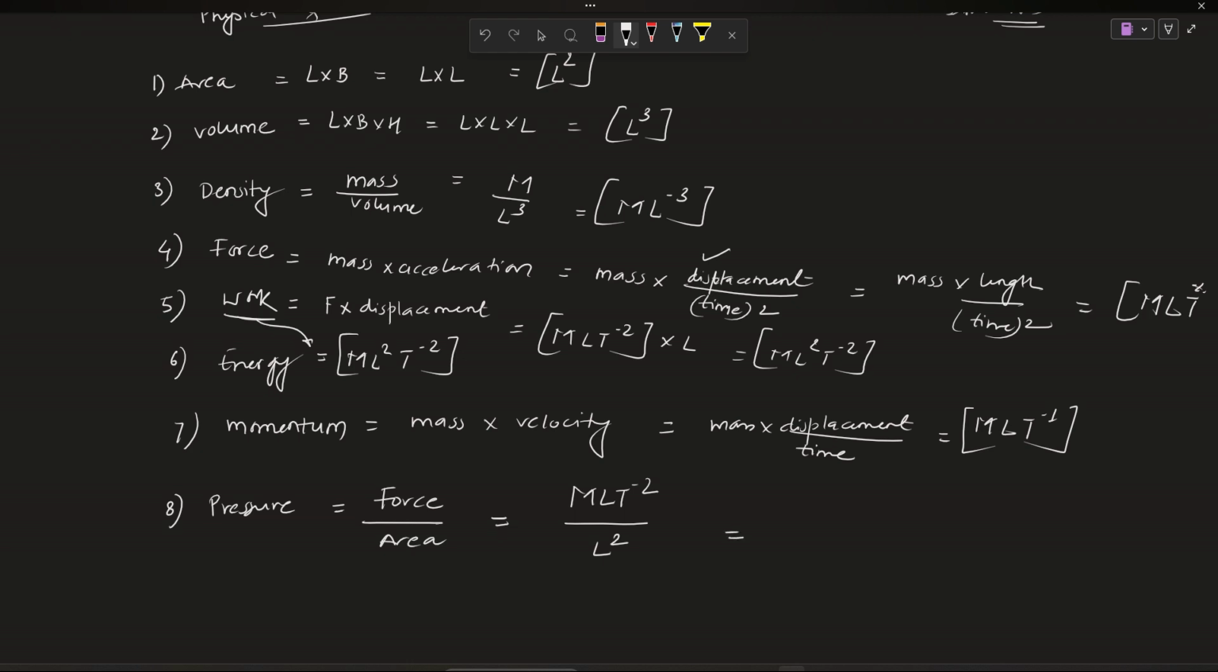So here when L square goes up, it becomes L to the power minus 2, and with L already 1, it becomes L. M was already 1, L was 1, and T was minus 2, so it remains T to the power minus 2. So substituting, it becomes M L to the power minus 1 T to the power minus 2. We can avoid writing one, but no problem, we can write it. Like in the area case, where there is only L, we can write M to the power 0, L to the power 2, T to the power 0. This is also a correct way of writing.